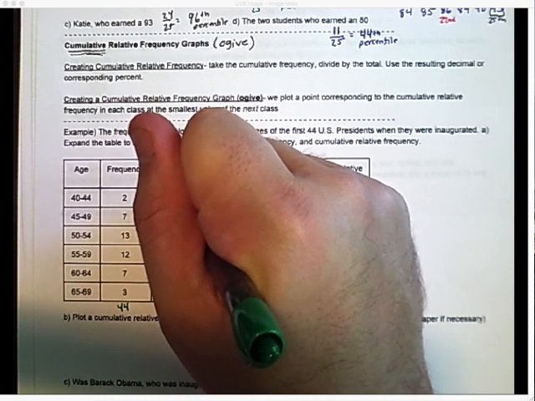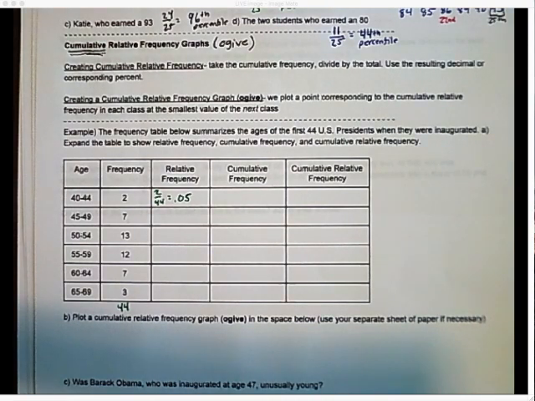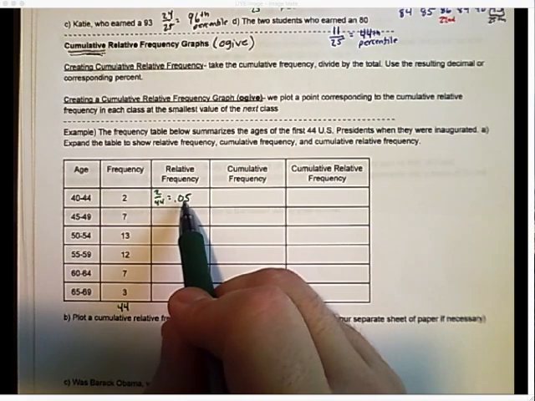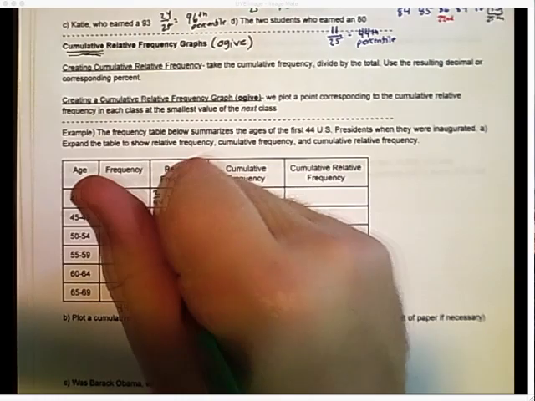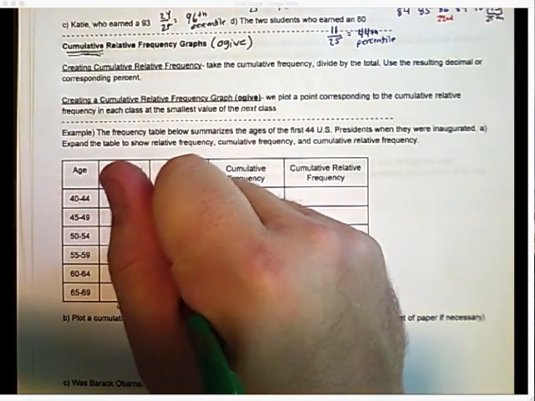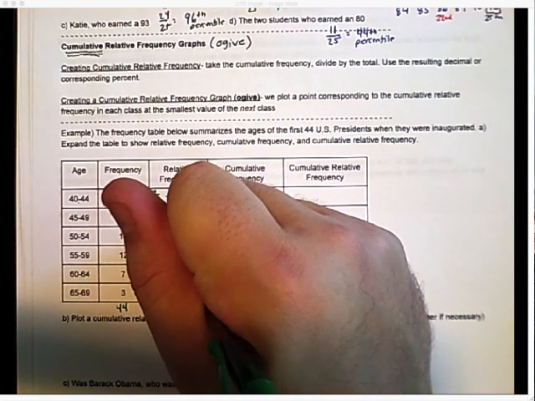So I'm just going to round to the nearest hundredth. So there, 5% of the presidents were between ages 40 and 44 when they were inaugurated. 7 out of 44 presidents were between 45 and 49. So if I do 7 divided by 44 and round it to the nearest hundredth, that would be 0.16 or 16%.